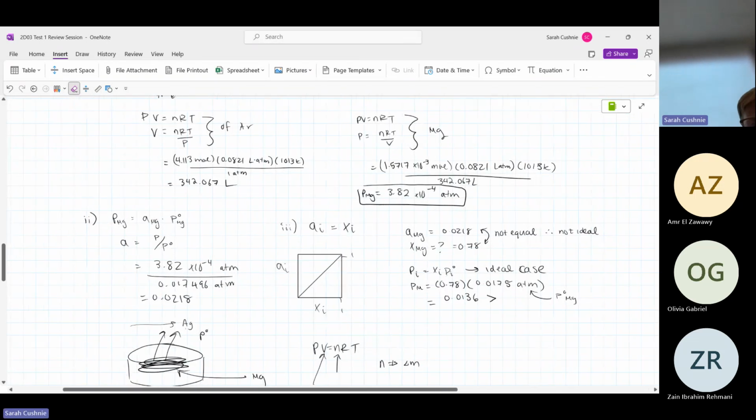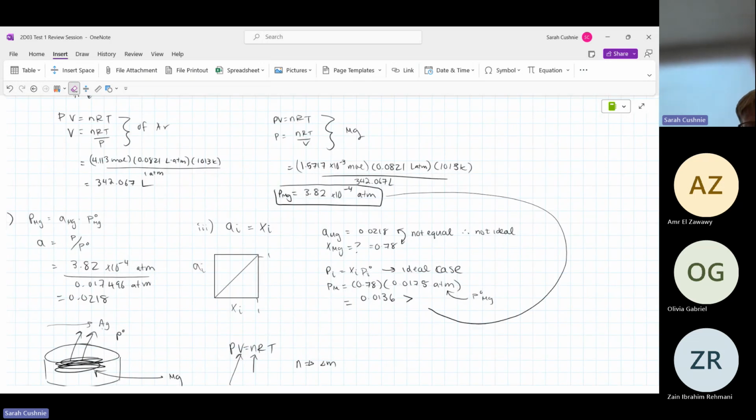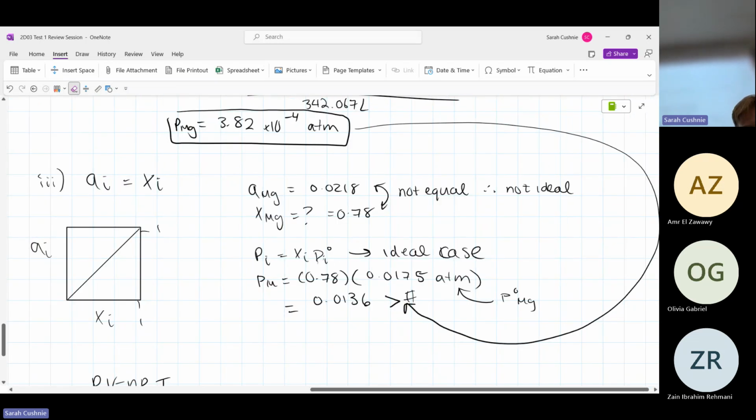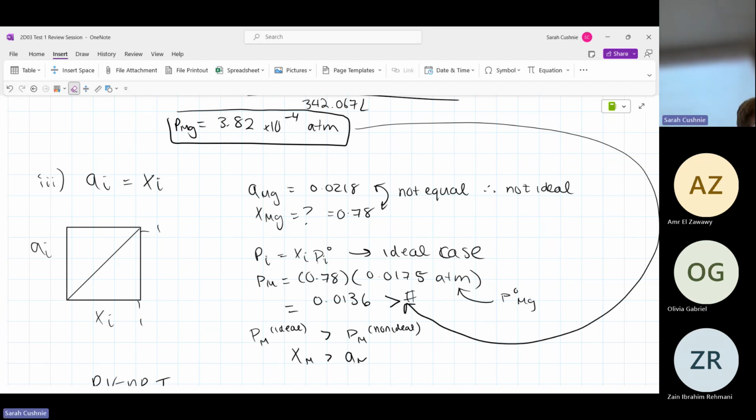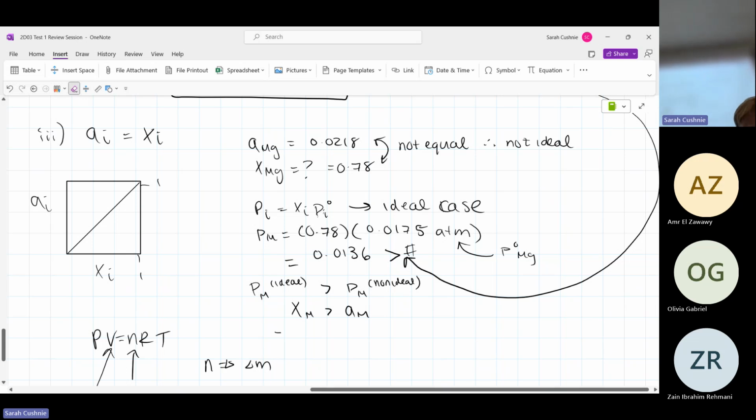Which is greater than whatever we just calculated. What was that pressure? Where did we calculate it? Greater than this value. So this tells you the same thing, whether we compare x and a, or compare the two pressures to each other. In this case, P_Mg ideal is greater than P_Mg non-ideal, which is equivalent to saying x_Mg is greater than a_Mg. And this actually shows us negative deviation.